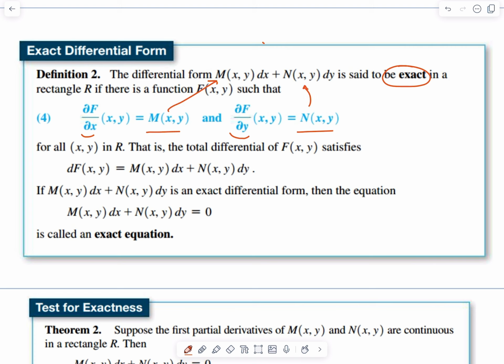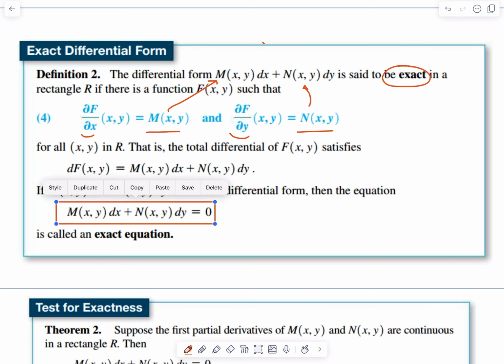Now, the total differential of f satisfies this equation. So the derivative of f is equal to M dx plus N dy. And if this is an exact differential form, then this equation right here is called an exact equation.